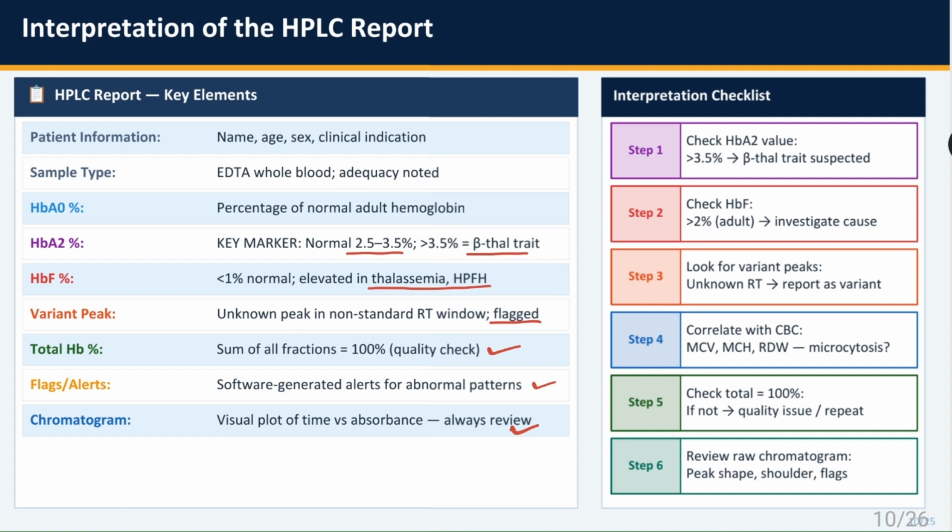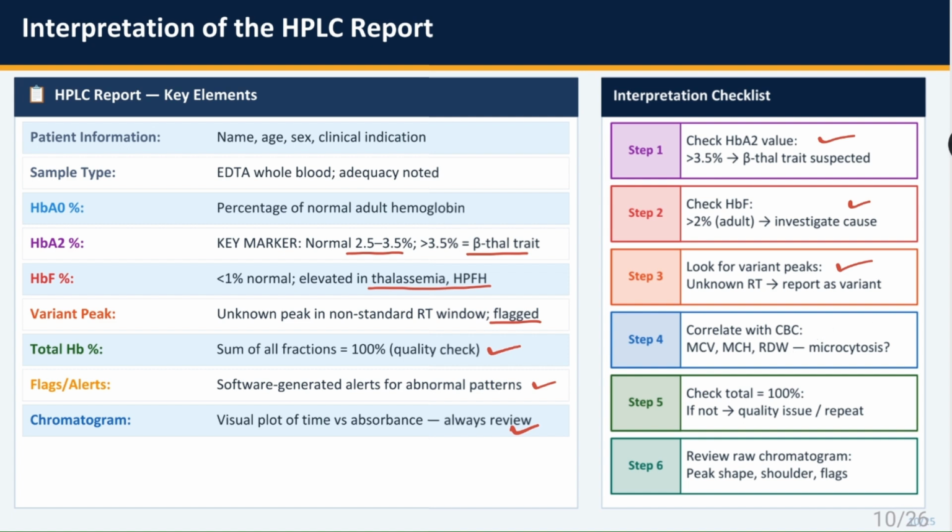So the checklist, what are the checklist? In step 1, we should always check HbA2 level. If it is more than 3.5%, then beta thalassemia trait is suspected. We should check HbF level. If more than 2%, then we should investigate the cause and look for variant peaks. If any unknown retention time peak is seen, then we should report it as variant.